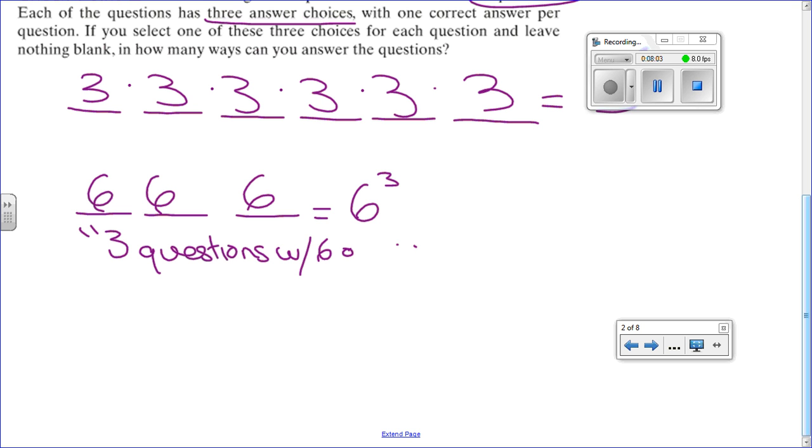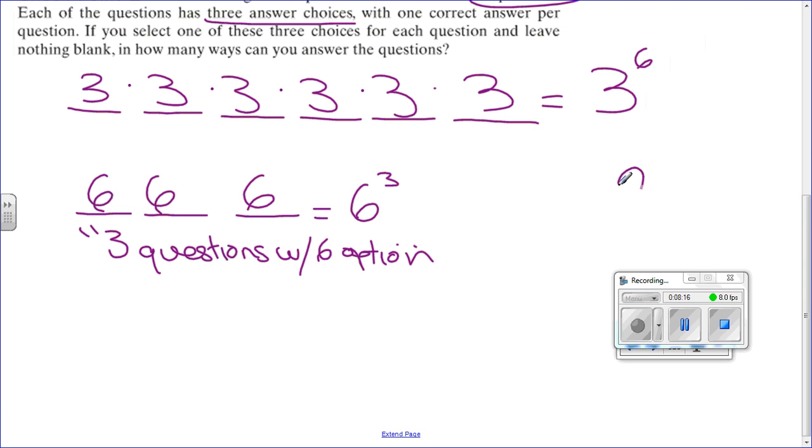6 to the power 3 is 3 questions with 6 options each. How can we write 6 questions that are true or false? 2 options per question, right? And how many questions did I say? 6. So 2 to the power 6. It will be 6 questions. Write this down because on your homework you might have something like that. 6 questions, true or false.